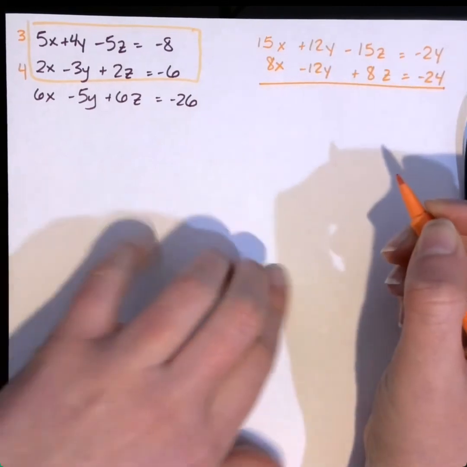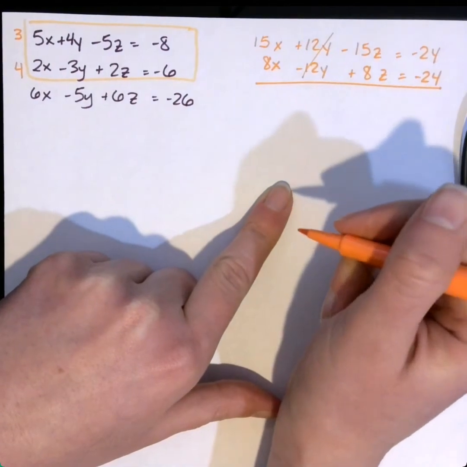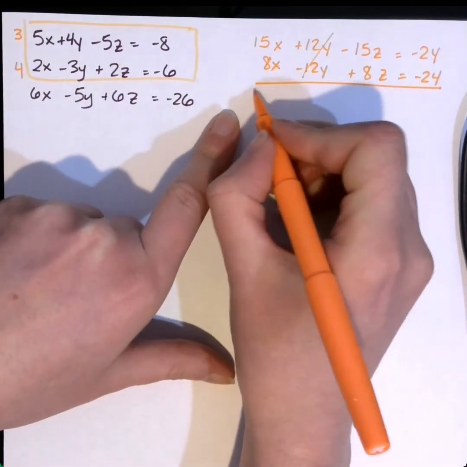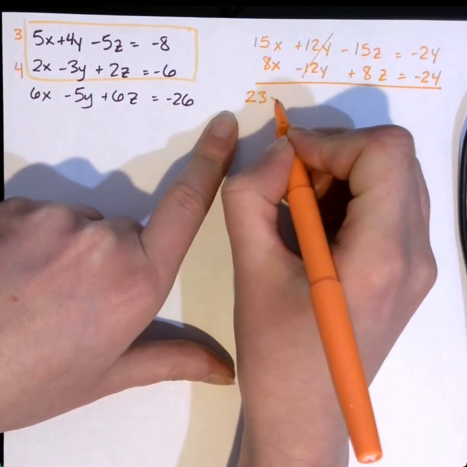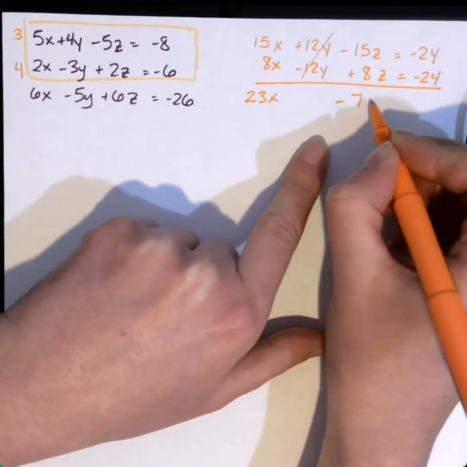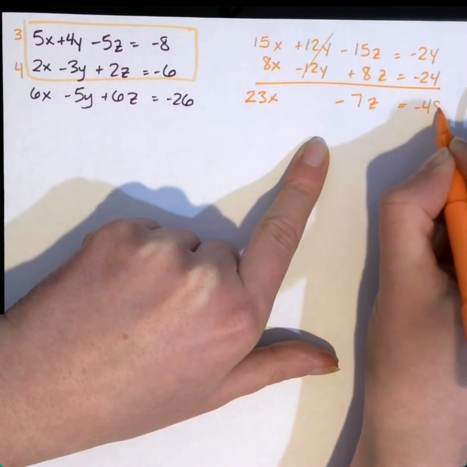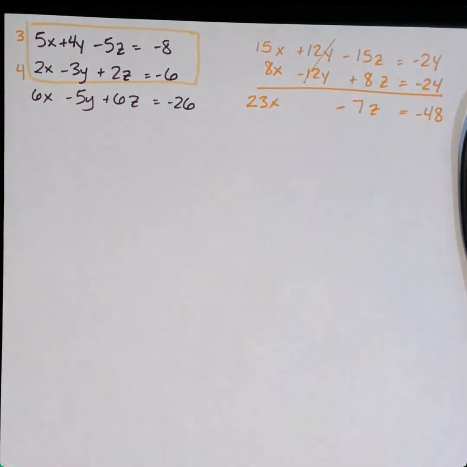All right, so the y's are adding up to 0 here. And for the x's, it looks like I'm going to get 23x minus, it looks like 7 here for z. And then those are both negative, so negative 48. So I've got some large coefficients here. I'm just going to have to deal with that.